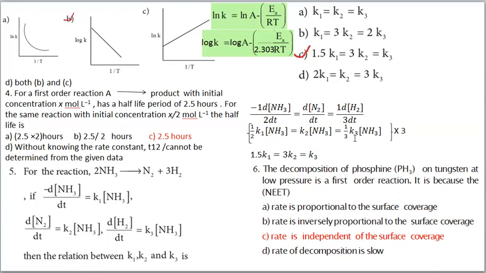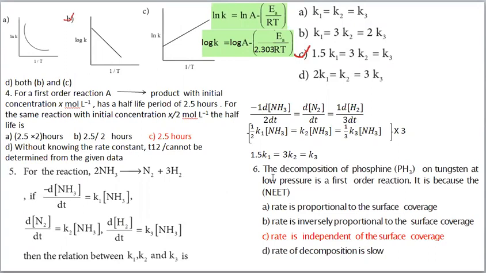So the whole equation we can divide by [NH3] concentration. So this cancels, this cancels, and this cancels. Then the whole equation we can multiply by 3. So we'll get here 3 by 2, which means 1.5. So 1.5 K1 equal to 3 K2. Here when we multiply by 3, 3 and 3 cancel, and we will get K3.